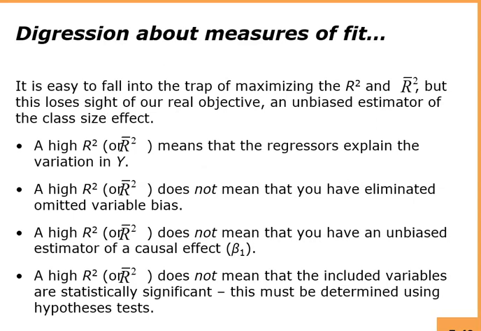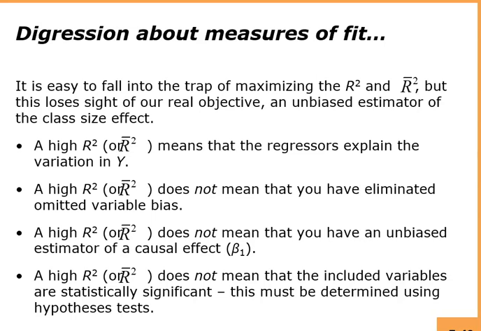Which brings us to an interesting point about the measures of fit, including R square and adjusted R square: don't fall into the trap of maximizing the R square or the adjusted R square. This can be shown with the help of 4 different cases. So, a high R square or adjusted R square means that the regressors explain the variation in Y. Is that true or false? It is not always true, because a high R square or adjusted R square does not really mean that the regressors always explain the variation in Y. So think about this for a second.